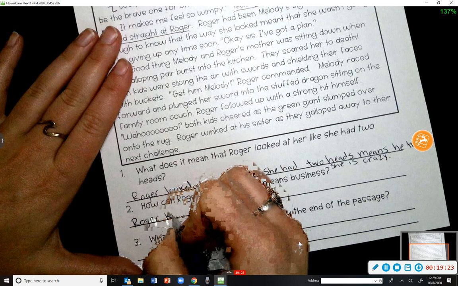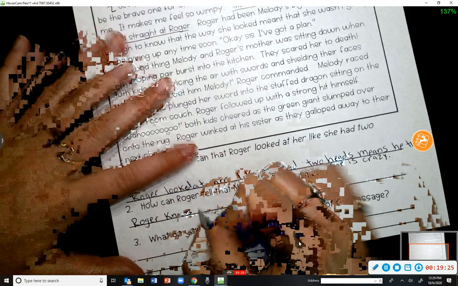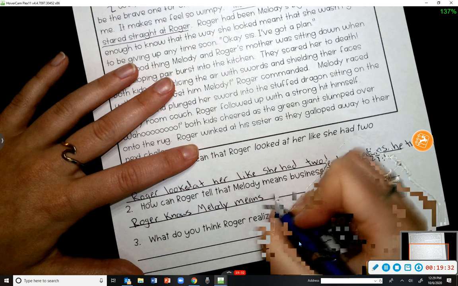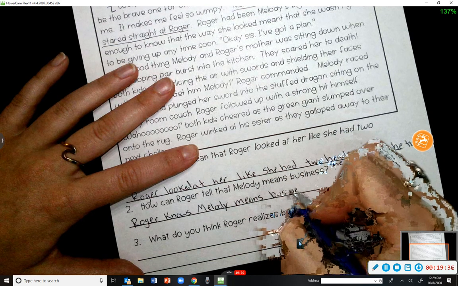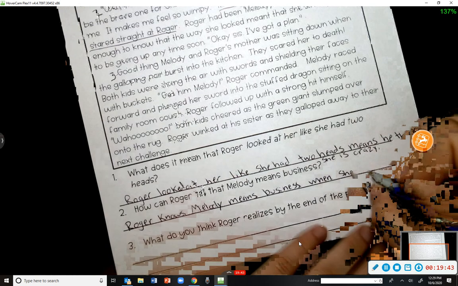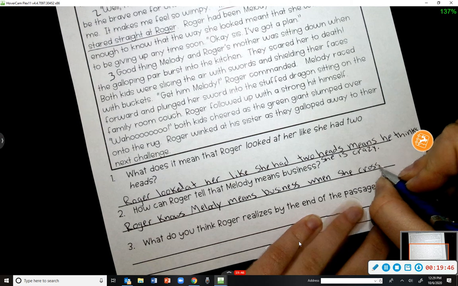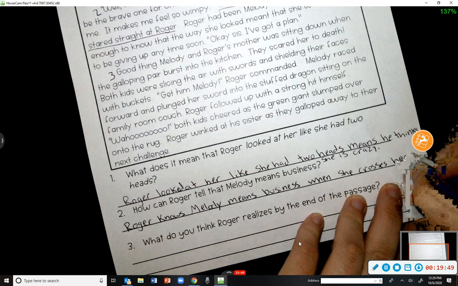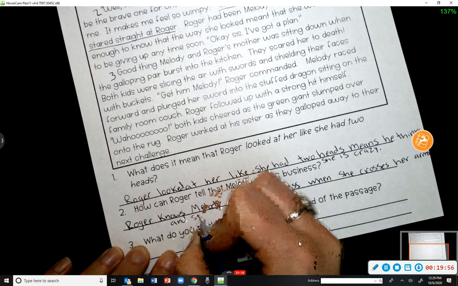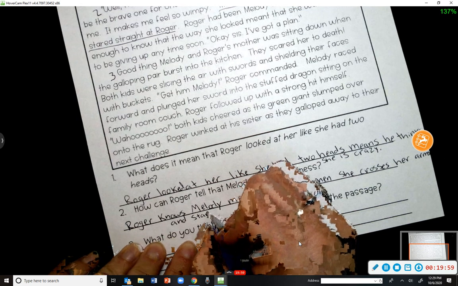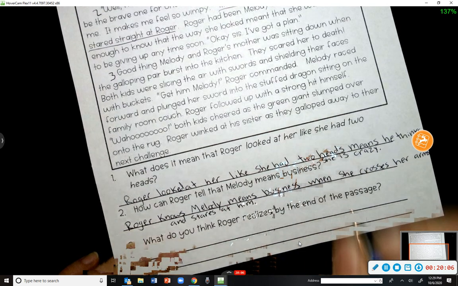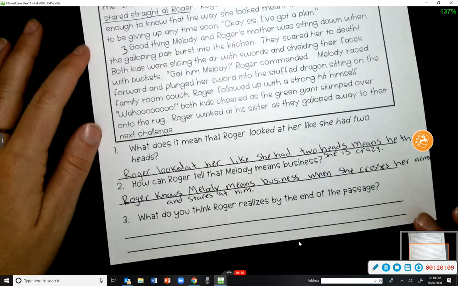Roger knows Melody means business when she crosses her arms and stares at him. Okay, Roger knows Melody means business when she crosses her arms and stares at him.